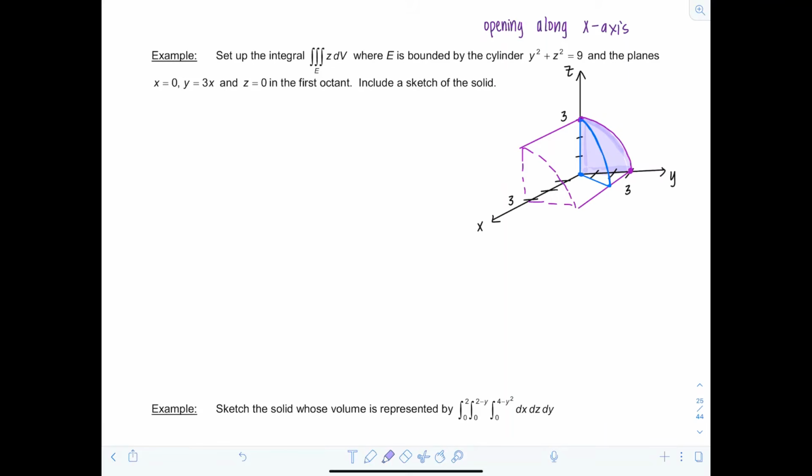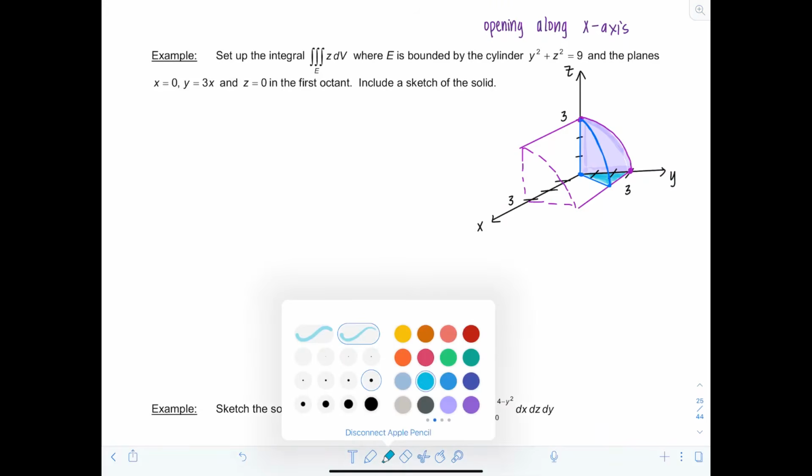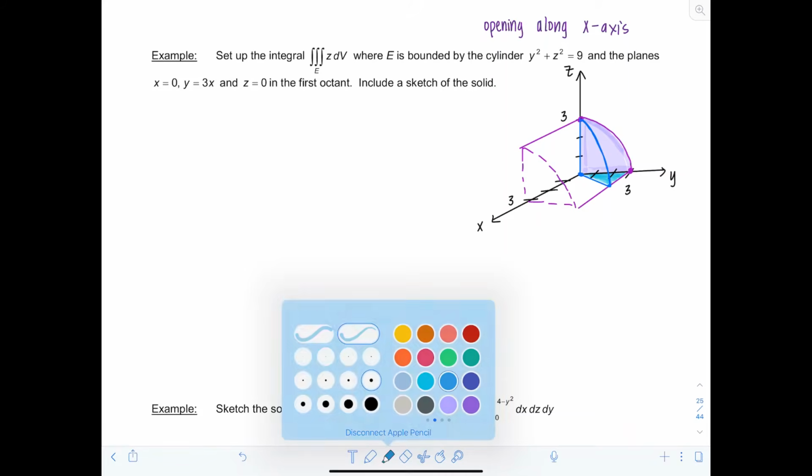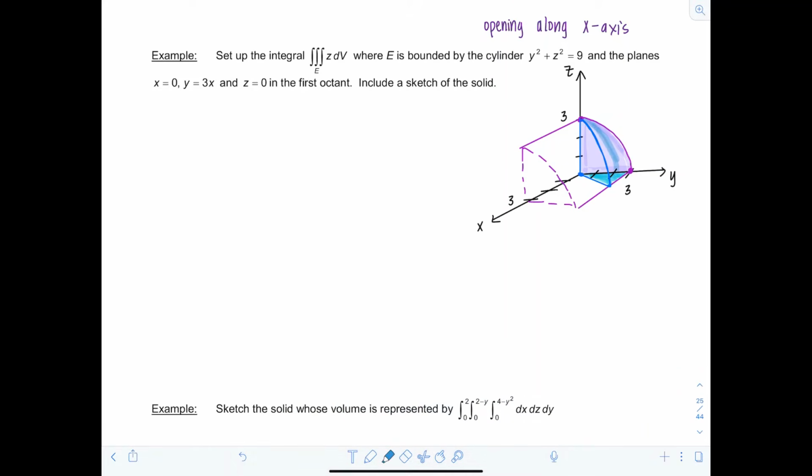Okay, and then z equals 0. So z equals 0 means we have the xy plane as a face of the solid. All right, so now all we have is this little wedge here. Let me draw one more little bit of shading. This is a little face coming towards us.